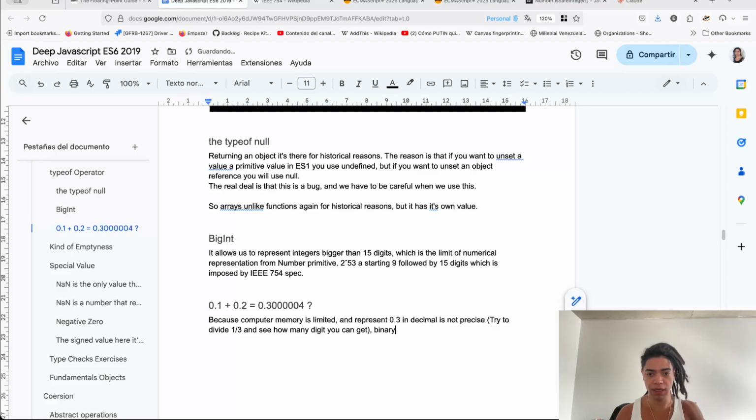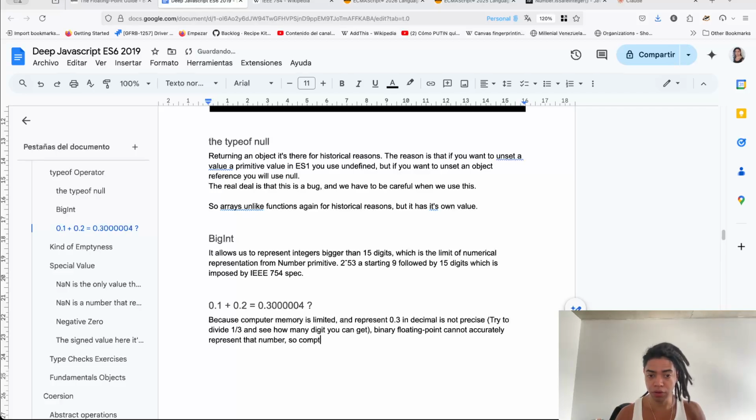So binary representations, or binary floating point, cannot accurately represent that number.